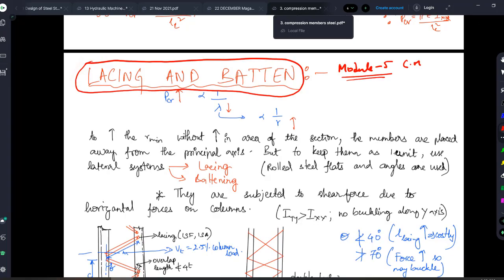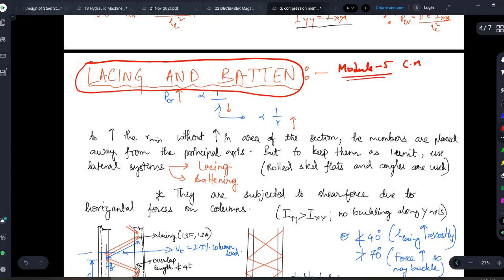What is the advantage of this? Why we are using this? First of all, let us try to understand the concept behind this. What is the concept? See, what is the relation between the load carrying capacity and your radius of gyration? See, it is directly proportional to radius of gyration. If your radius of gyration is more, the load carrying capacity of that column will be more. How? Let us try to understand.